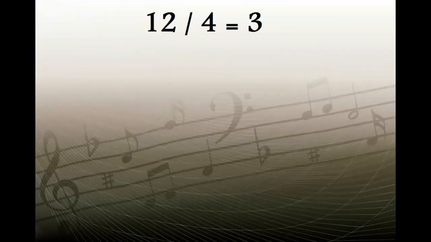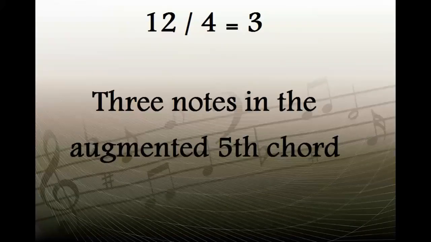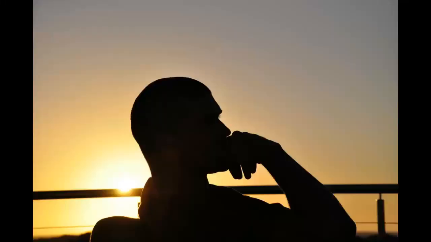12 divided by 4 is 3, and there are 3 notes in the augmented 5th chord. Now, it was last year in 2018 that I found out how diminished 7th chords appear in the circle of fifths. I got used to making squares in the circle of fifths to find diminished 7th chords.